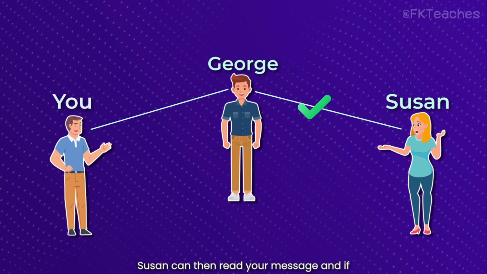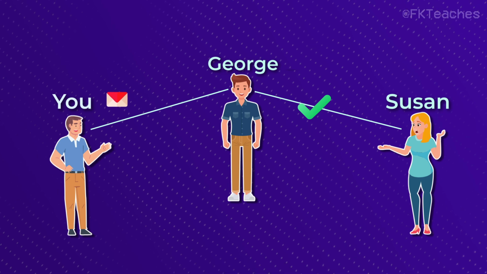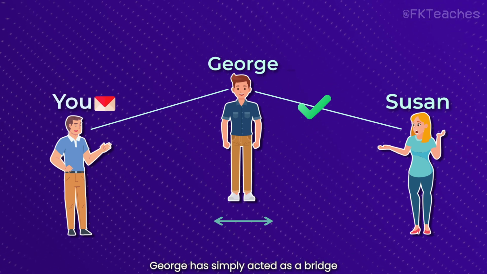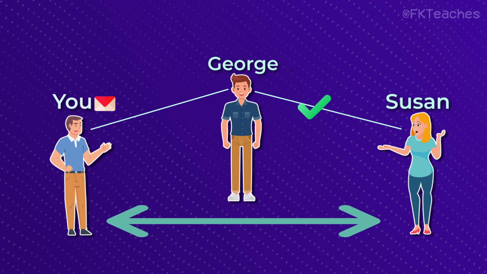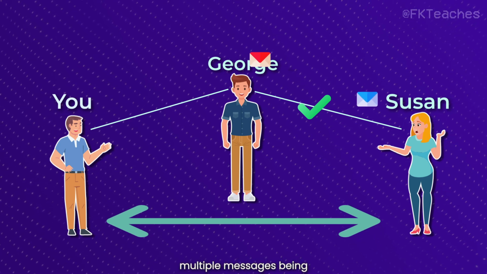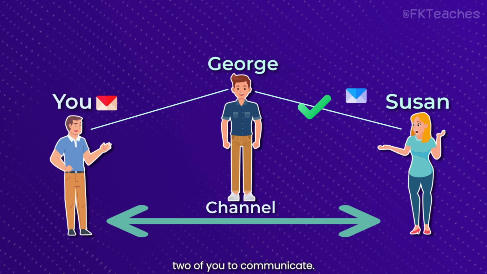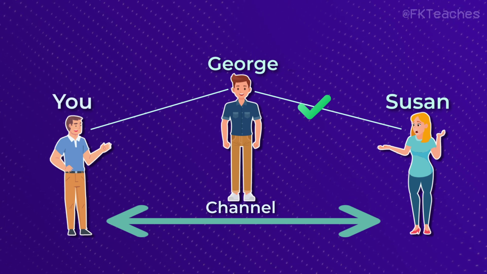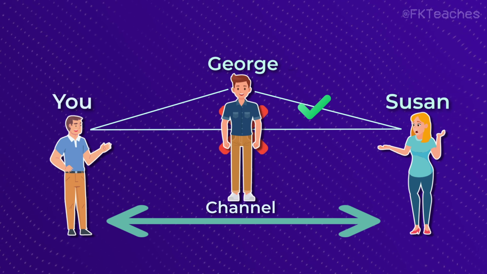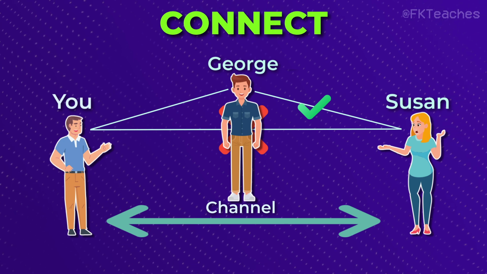Susan can then read your message, and if she has a response, she can send it back to you through George. George has simply acted as a bridge between you and Susan. And if this conversation goes on, with multiple messages being sent back and forth, George is now a channel for the two of you to communicate, even though you don't have permission to talk to Susan. This is exactly how the CONNECT method works.